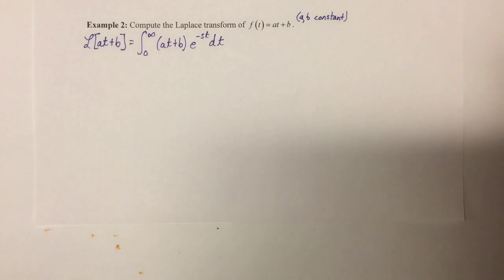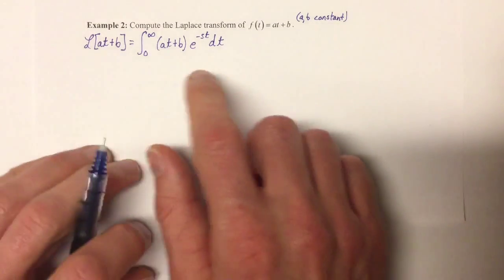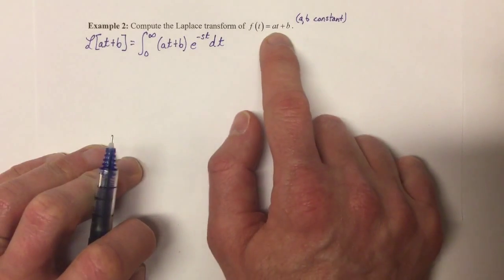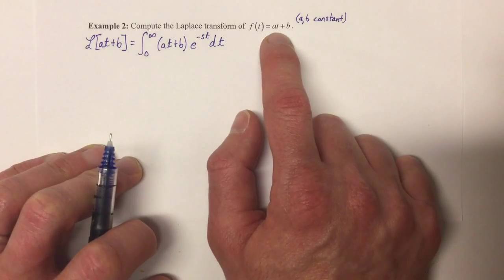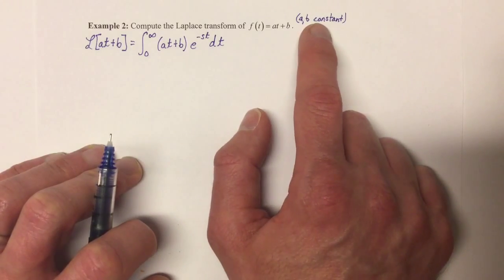Let's look at example 2. Here we're going to try to compute the Laplace transform of a linear function, f of t equal to a times t plus b, where the a and the b here are constants.